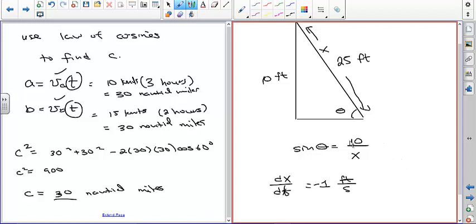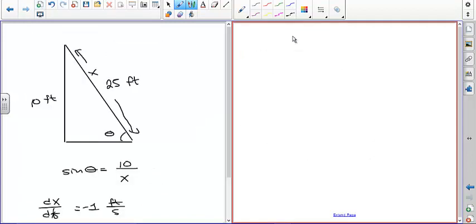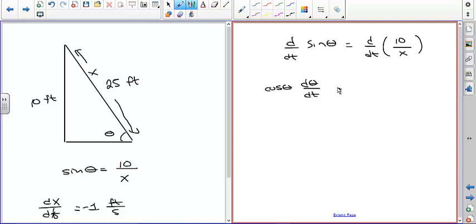So this is the relationship. You have to take the derivative with respect to time. So we take the derivative with respect to time of the sine of theta is equal to the derivative with respect to time of 10 over x. This one we've done before, it's going to be equal to the cosine of theta times d theta dt, just like we had the tangent before. What do we need to do to this before we can take the derivative?